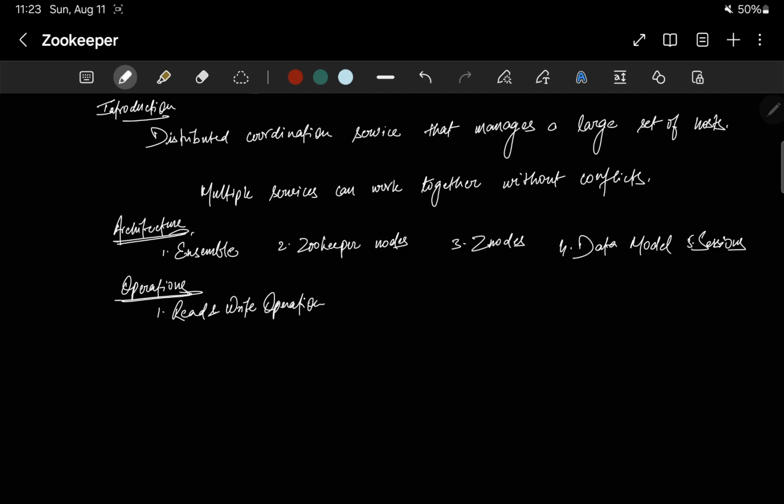Reads are served by any follower or observer node, while all writes are processed by the leader, ensuring replication to a quorum of followers before acknowledging the client. In a distributed key value store, reads could be served by any follower, but writes like updating a key's value must go through the leader to ensure consistency across the system.